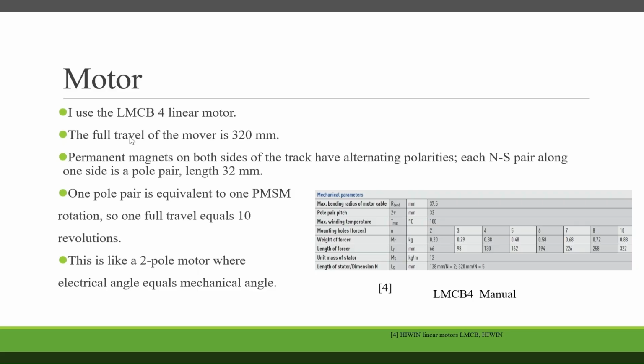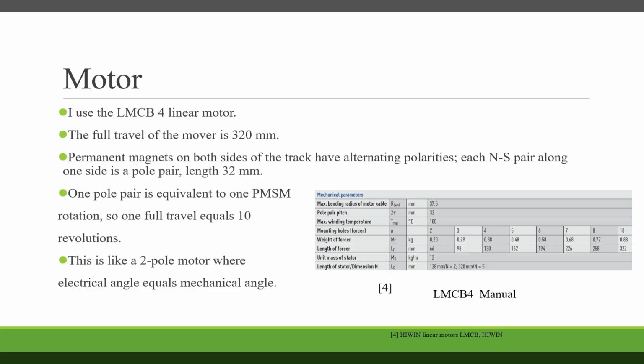I use the LMCB4 linear motor. The full travel of the mover is 320 millimeters. Permanent magnets on both sides of the track have alternating polarities. So one side is N, the other side is S, the other side is N, this side is S. Each NS pair along one side is a pole pair. The length is 32 millimeters.